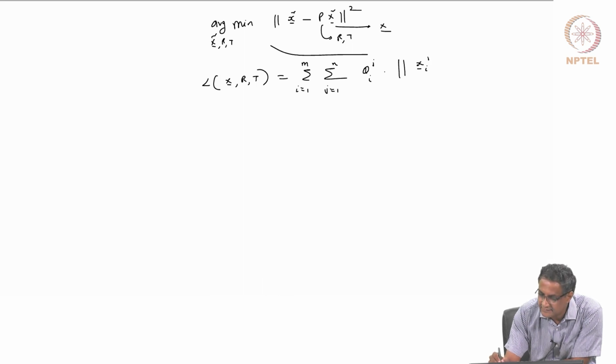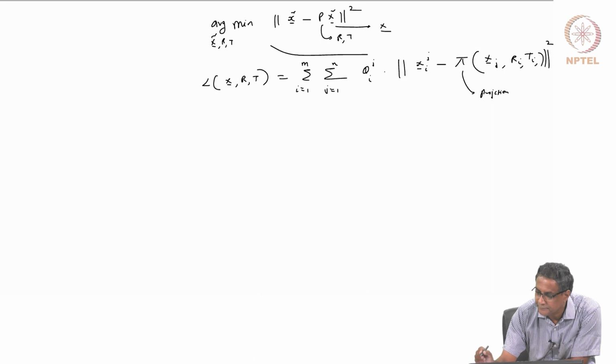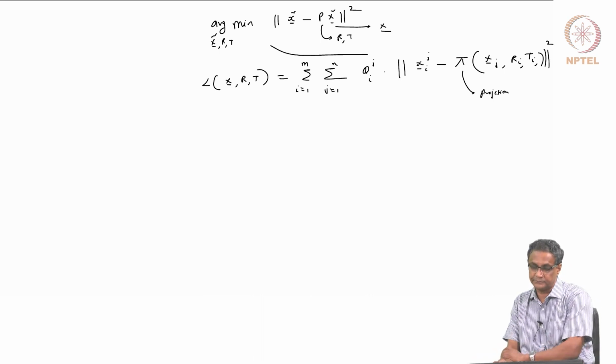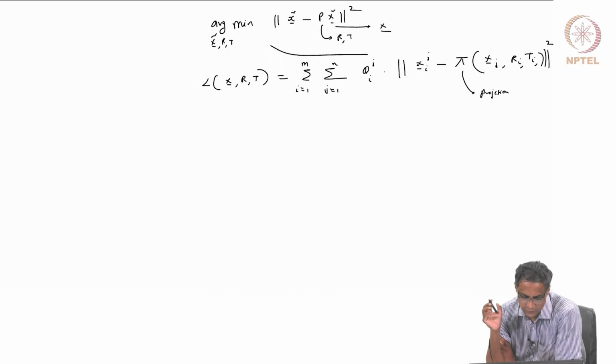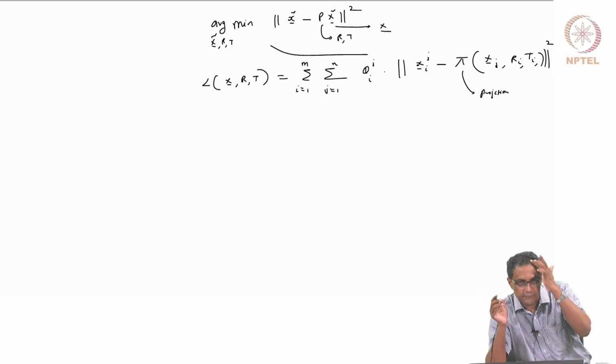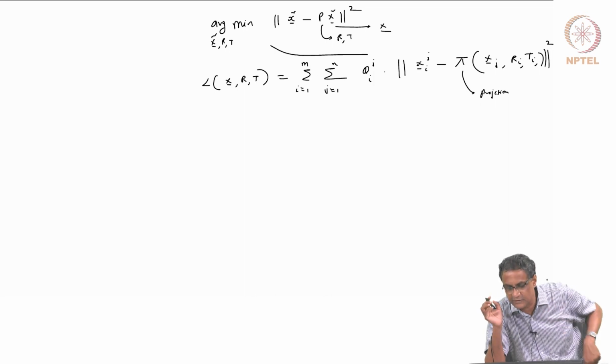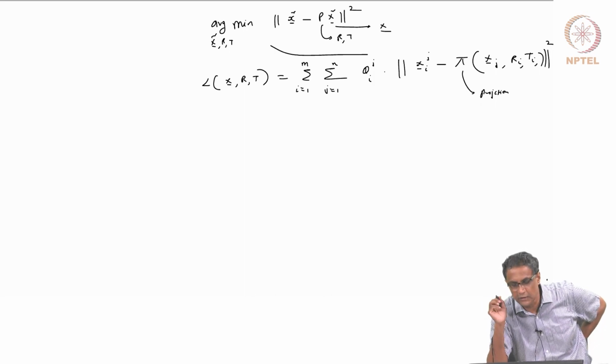I am going to write this as xij minus a projection, pi is really a projection operator, which is a function of xj, Ri Ti, norm square. What does that mean? What this effectively means is, earlier we were trying to match the feature correspondences directly. Now we are coming in an indirect way.